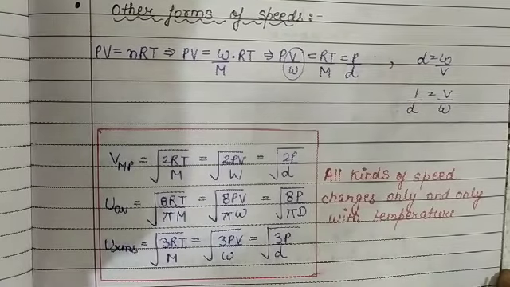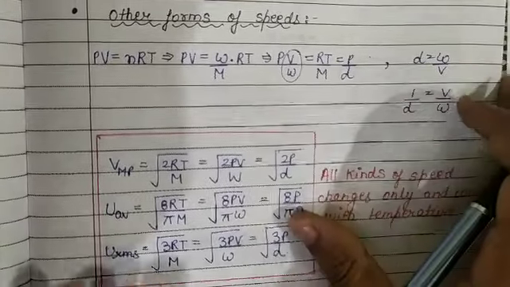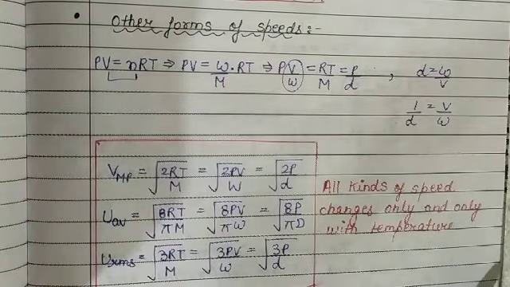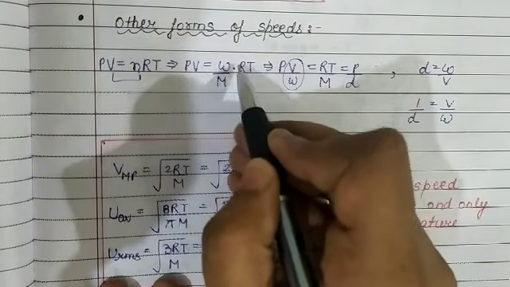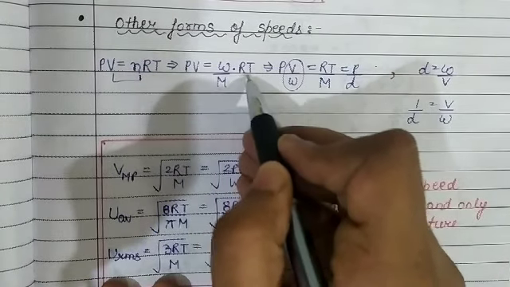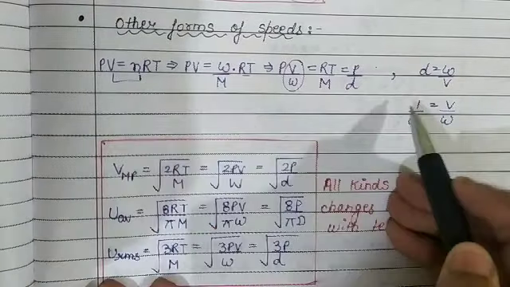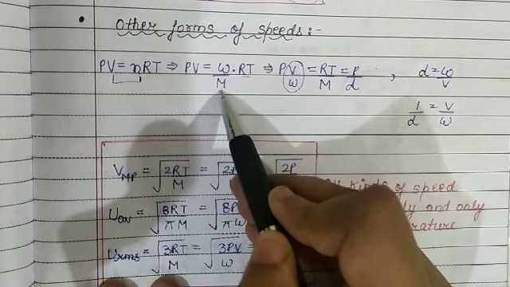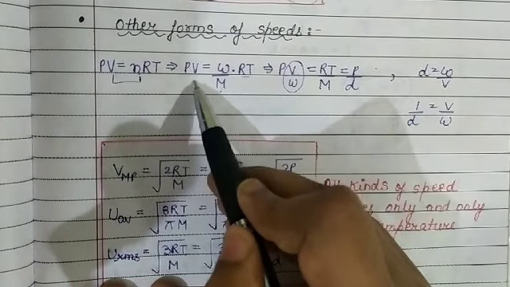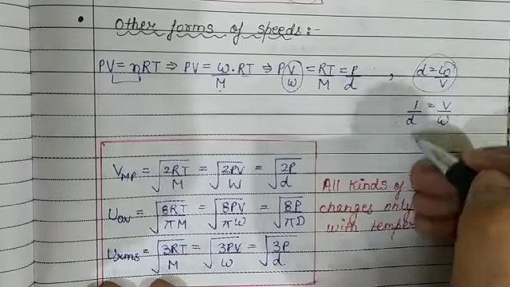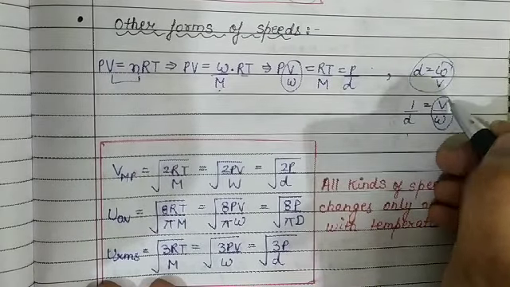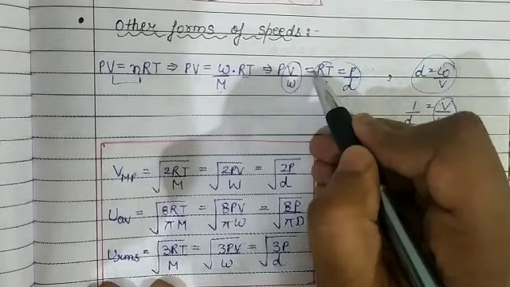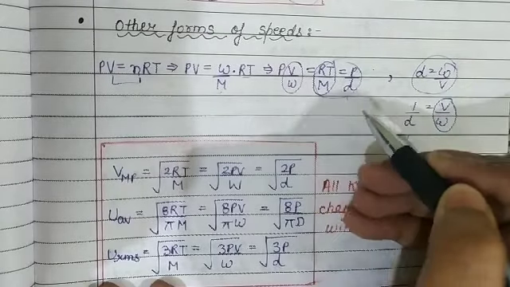The next forms of speeds are, apply the equation PV equal to nRT. When we apply PV equal to nRT, number of moles is given mass by molecular mass into RT. Now separate. When we separate, it comes in terms of density. Weight by volume, as we know, density is mass by volume. So 1 upon D will be volume by mass. So it is P by D into RT by M. So now we can put RT upon M equal to P upon density.